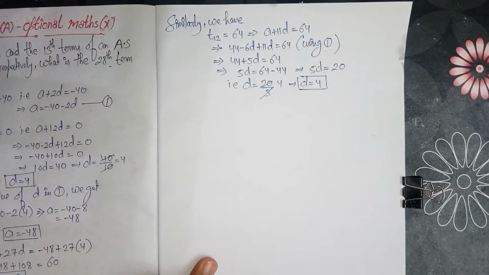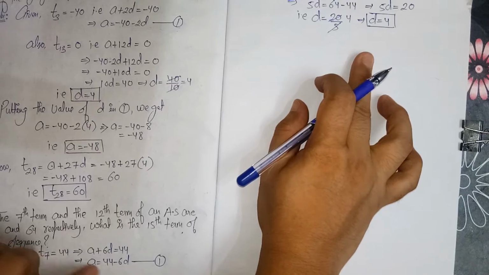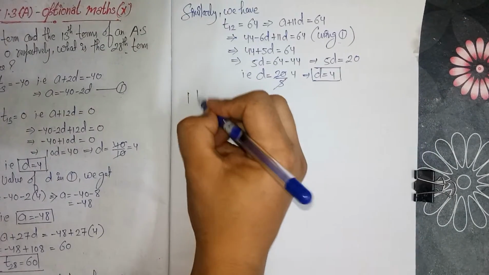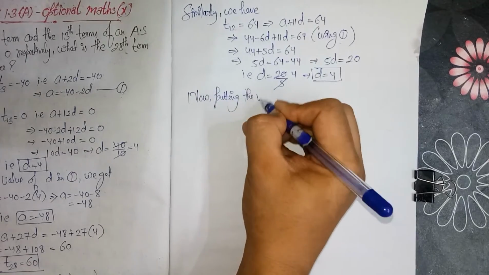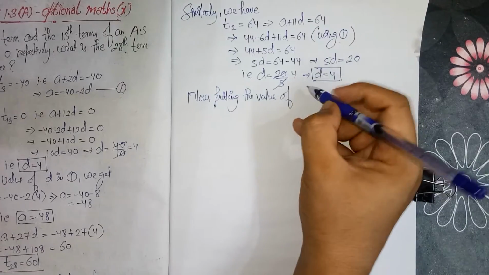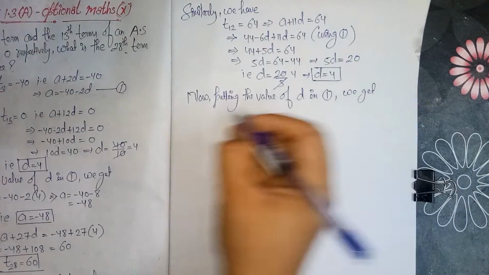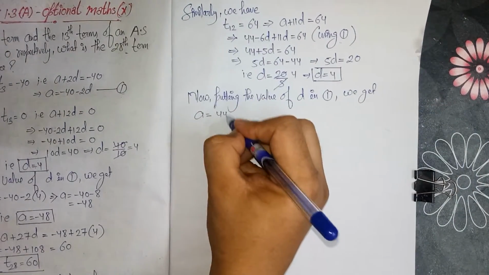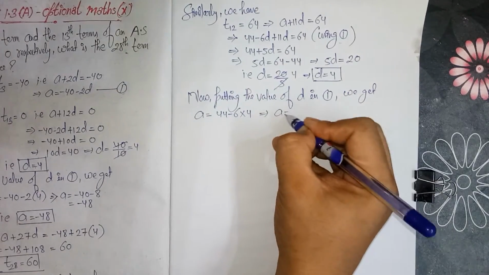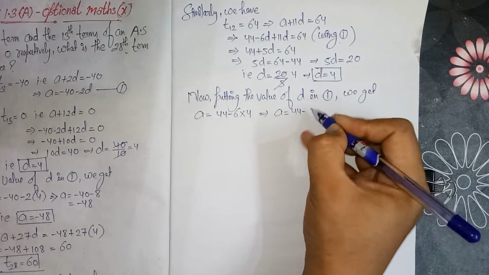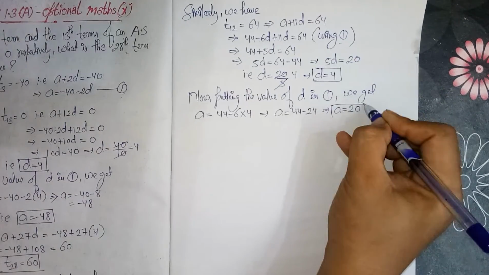Now to find the value of A, we have to put this value in equation 1, which is A equals 44 minus 6D. Putting the value of D in 1, we get A equals 44 minus 6 into 4. 4 times 6 is 24, so A is equal to 20. So this is the value of A and D.